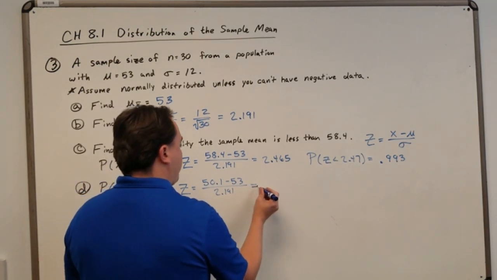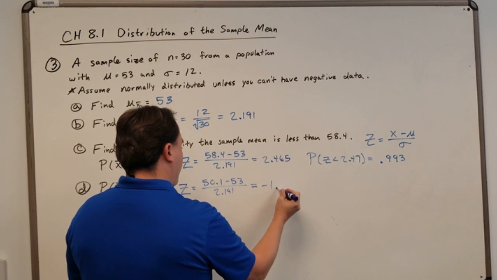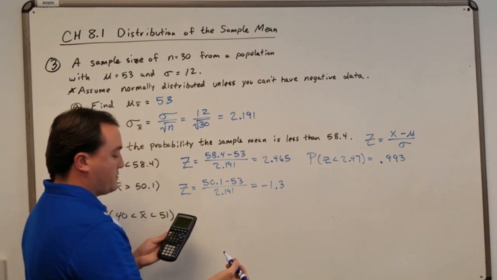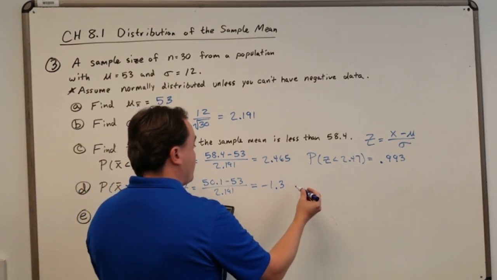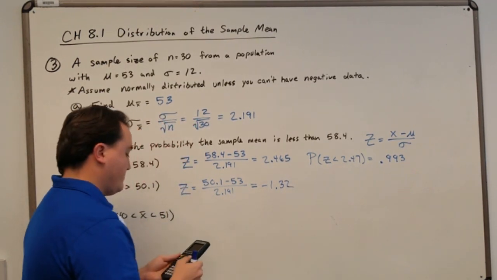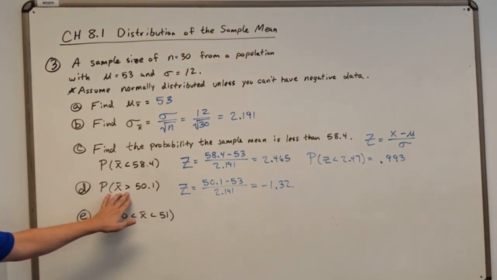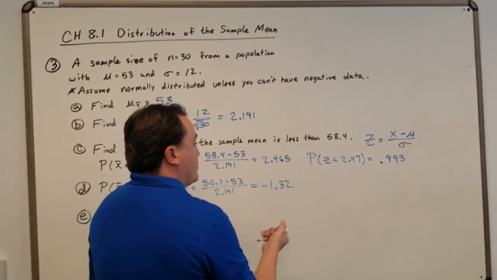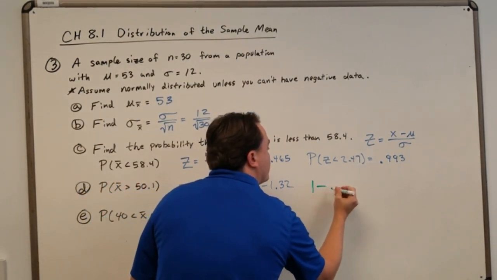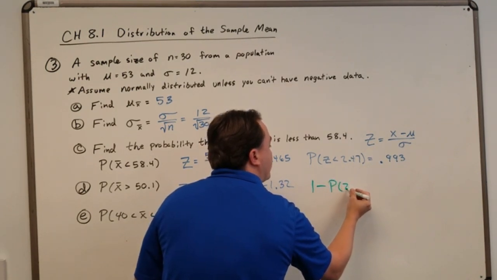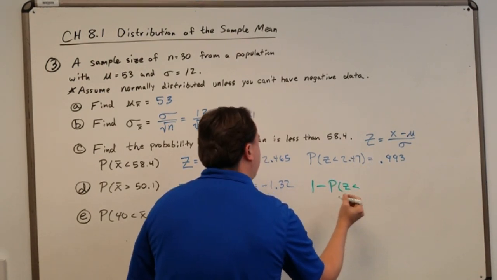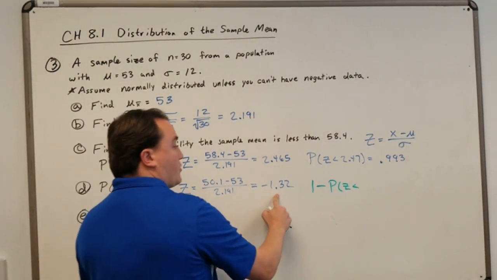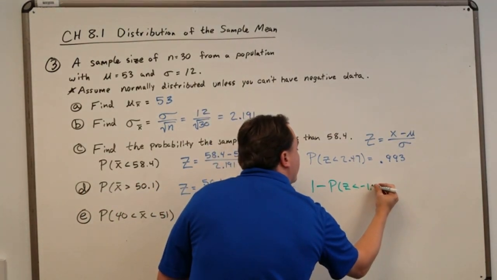So we get negative 1.324. Actually, we can round to 2 decimal places because the table only goes to 2, so we're going to say negative 1.32. But since it's greater than, to calculate this, we're going to do 1 minus the probability of z less than. Okay, so notice that's changing, all right? And we could say this number right here, negative 1.32.